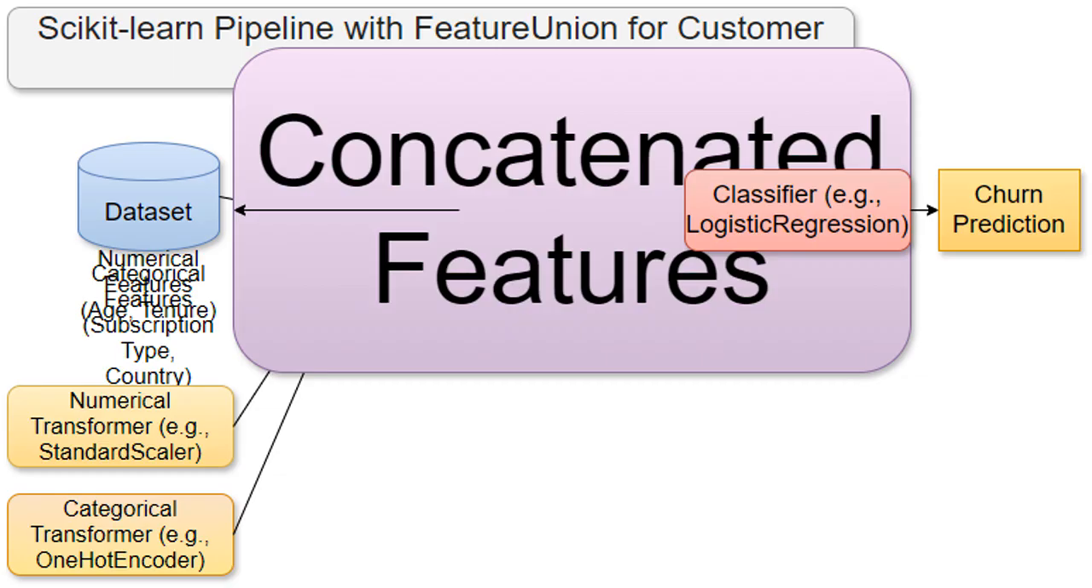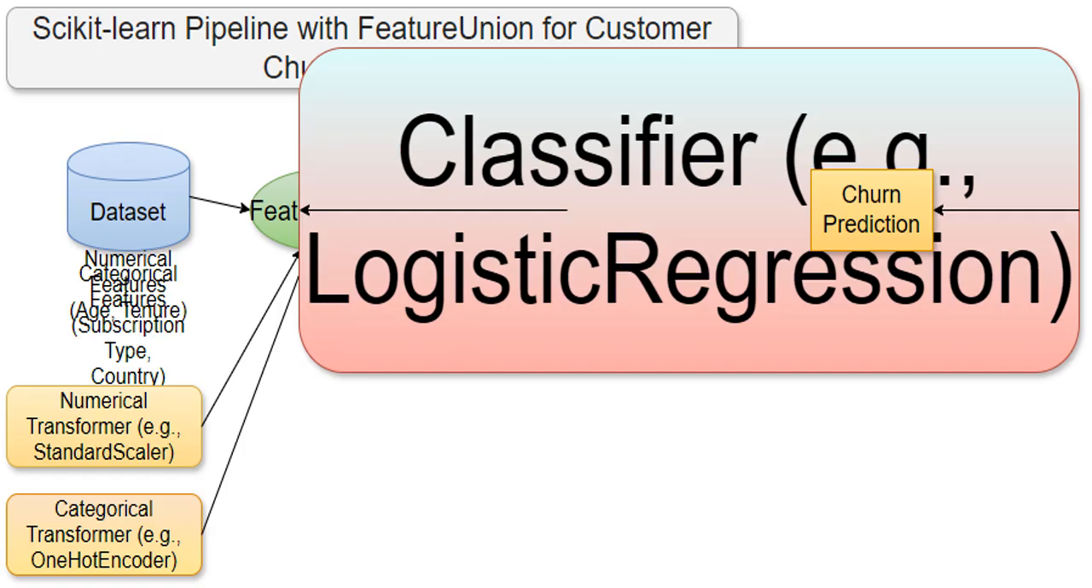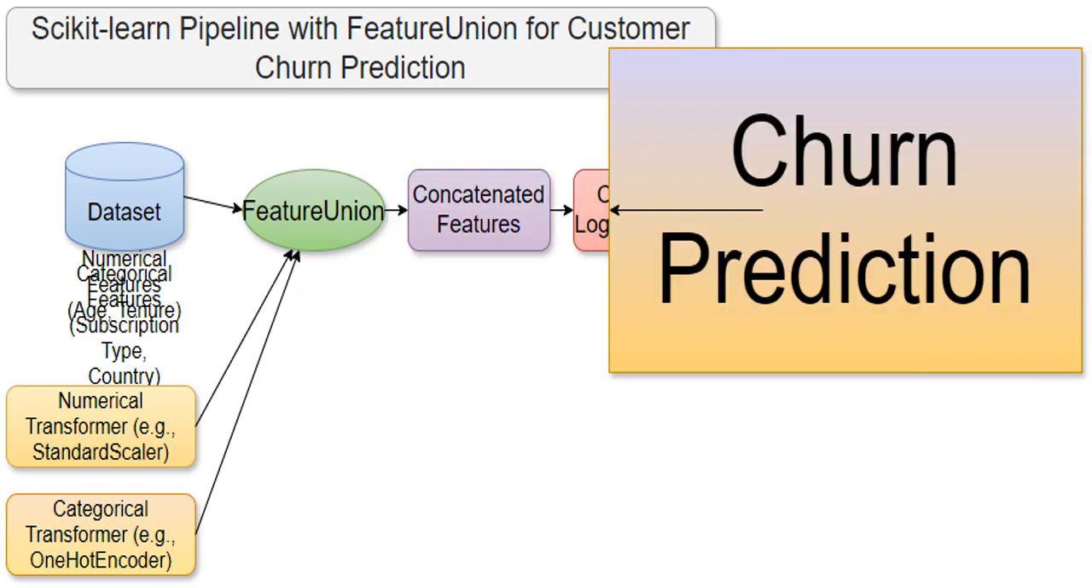After applying the transformers, FeatureUnion combines the pre-processed numerical and categorical features. These combined features are ready for the next step. This is a machine learning algorithm used to predict customer churn based on the pre-processed features. Logistic regression is a common choice for classification tasks like this one. The goal of this entire process is to accurately predict which customers are likely to churn, cancel their subscription. By using FeatureUnion to pre-process the data properly, we can create a better prediction model.